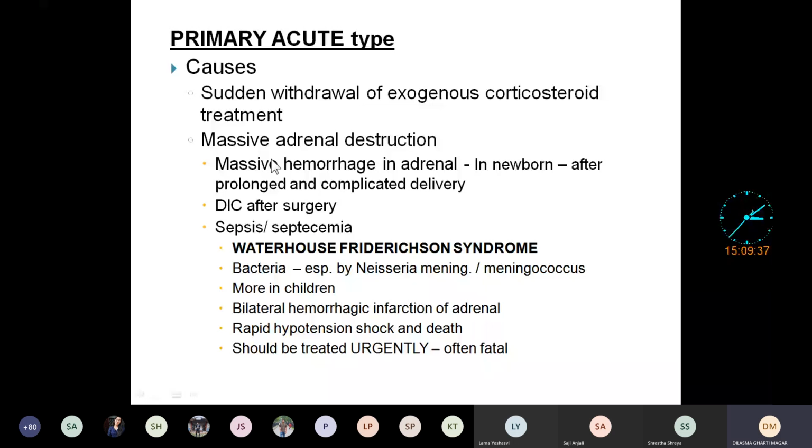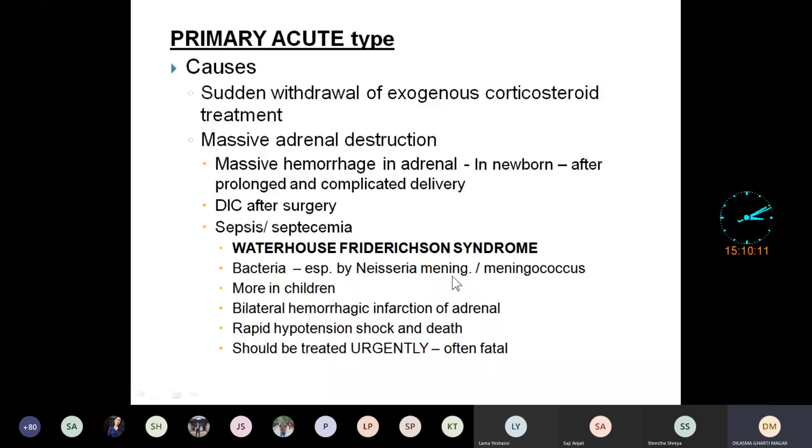Massive adrenal destruction can be seen in case of massive hemorrhage in the newborn when the delivery is complicated and prolonged. Also in case of disseminated intravascular coagulation after surgery, and also in case of sepsis or septicemia. Sepsis and septicemia leading to this massive hemorrhage in the adrenal gland is known as the Waterhouse-Friderichsen syndrome. Mainly here the bacteria is responsible, especially Neisseria meningitidis and the meningococcus.